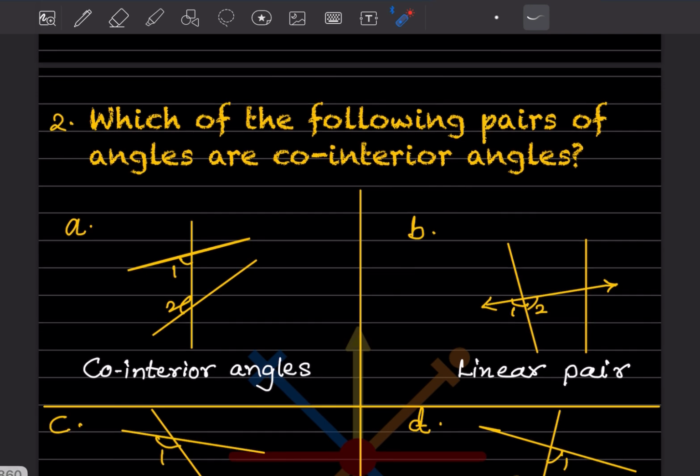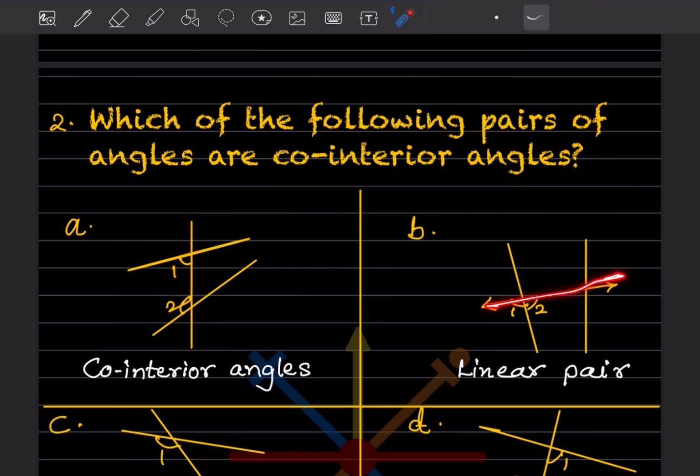Which of the following pairs of angles are co-interior angles? Alternate means it will be on the opposite side of the transversal. Co-interior means it will be on the same side of the transversal. This is a transversal and these are the interior ones. So this and this one, these are the co-interior angles.